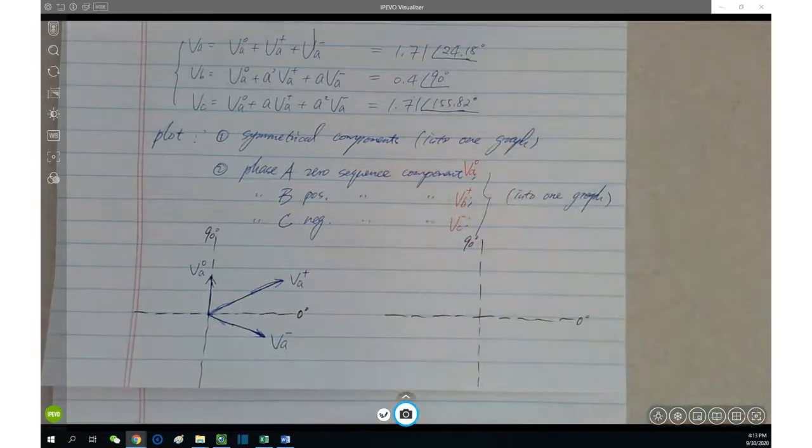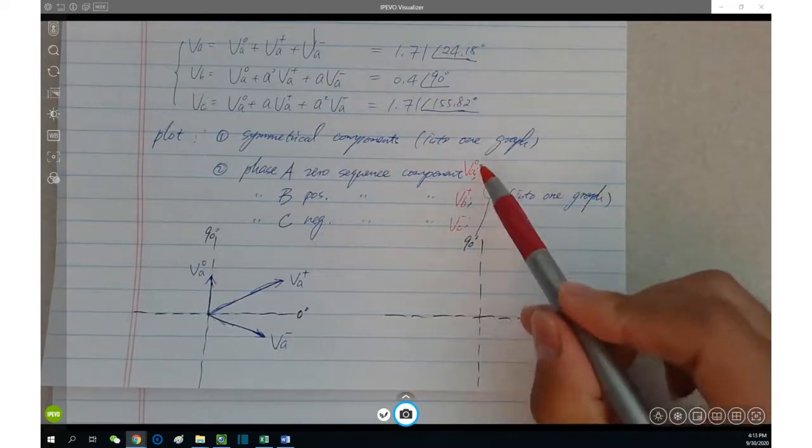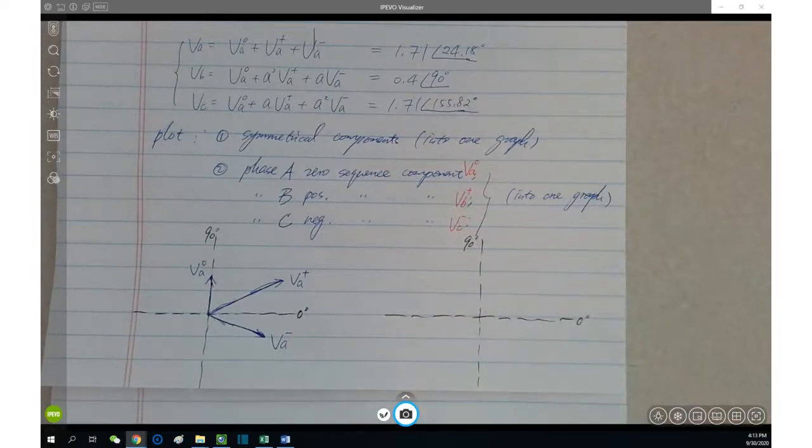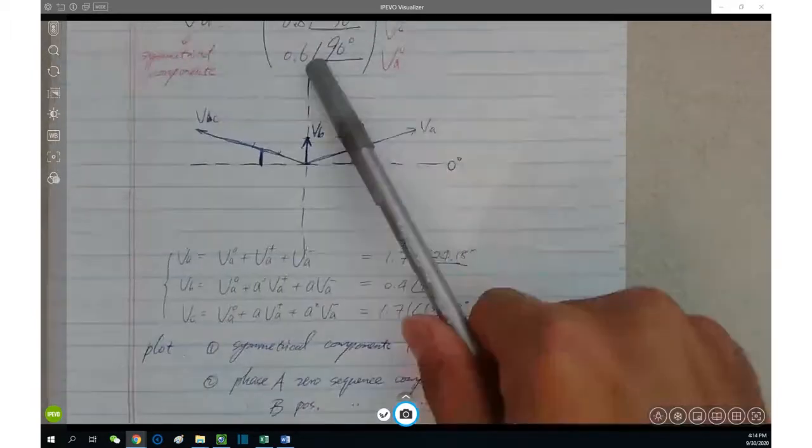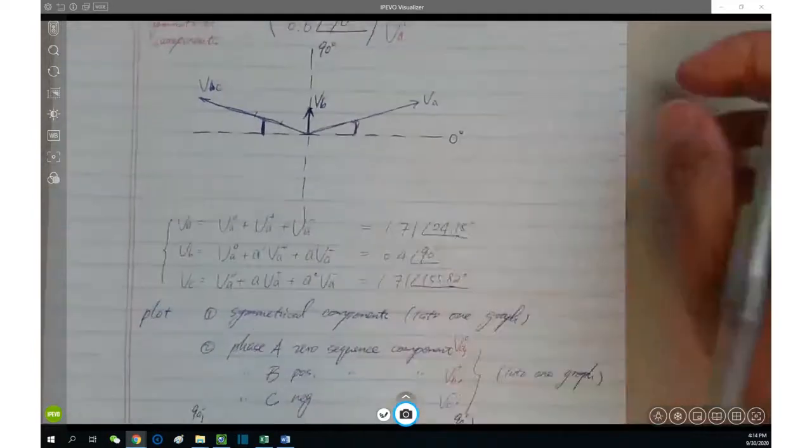How to plot this? VA0 is part of the what? Symmetrical component. Does it make sense? It's the easiest one. Very nice. It's the easiest one. Nothing but this guy. 0.6, 90 degree.